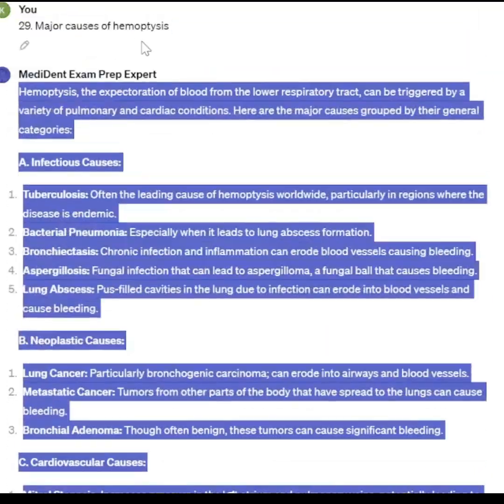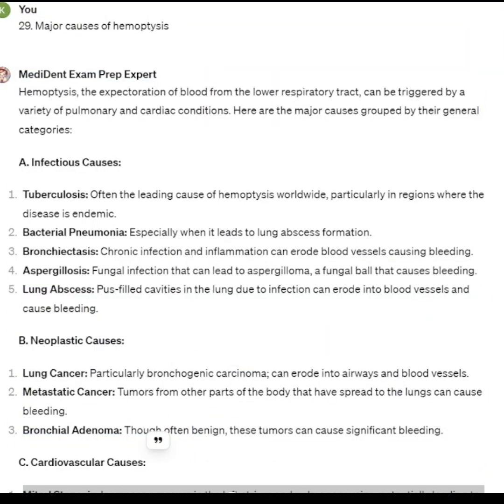Hemoptysis, the expectoration of blood from the lower respiratory tract, can be triggered by a variety of pulmonary and cardiac conditions. Here are the major causes grouped by their general categories. A. Infectious causes. 1. Tuberculosis, often the leading cause of hemoptysis worldwide, particularly in regions where the disease is endemic. 2. Bacterial pneumonia, especially when it leads to lung abscess formation. 3. Bronchiectasis. Chronic infection and inflammation can erode blood vessels, causing bleeding.